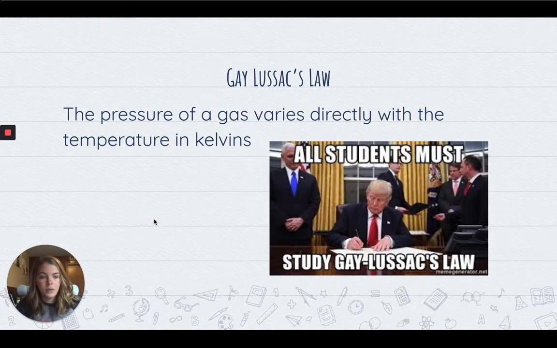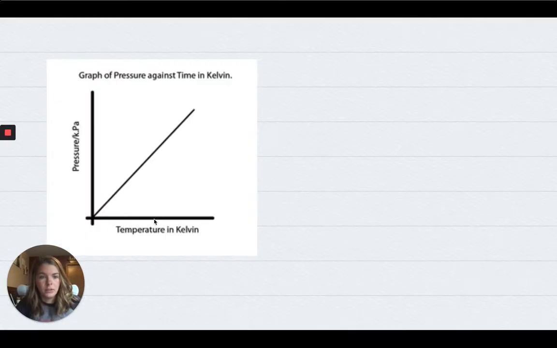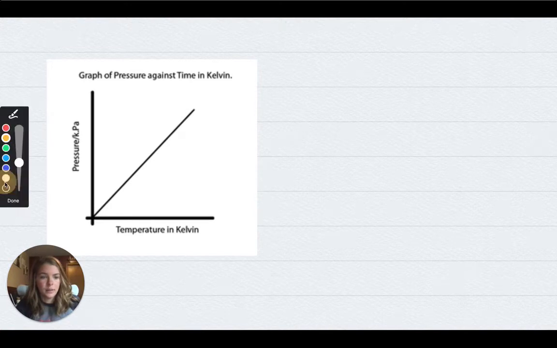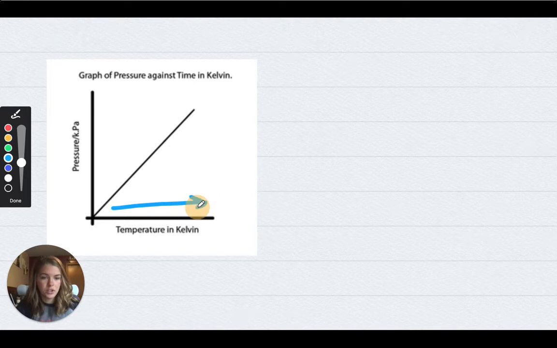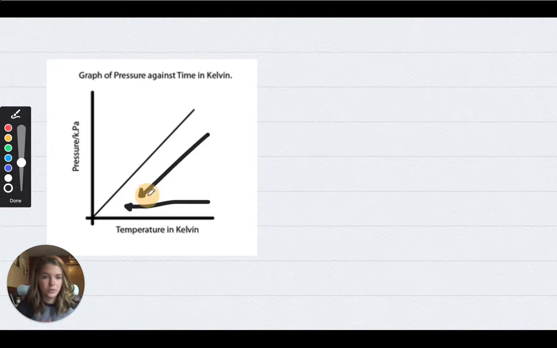Just like before, I have a little graph for you of Lussac's law. So as temperature is increasing, pressure is also increasing. So as you can see, as we go up in temperature, we go up in pressure. And the same would be true, but in reverse. Oh, I can change the color. I didn't know I could do that. As we go down in temperature, the pressure also decreases.